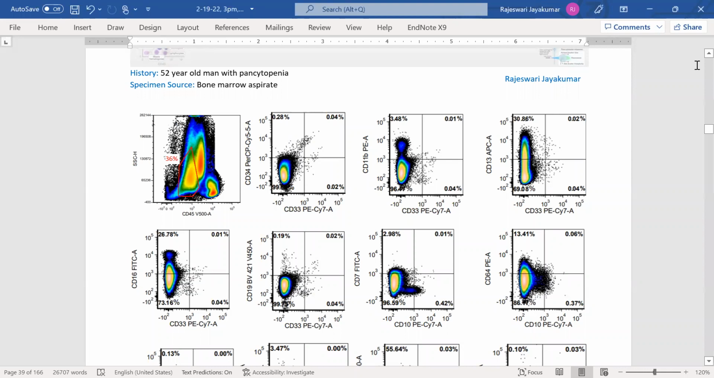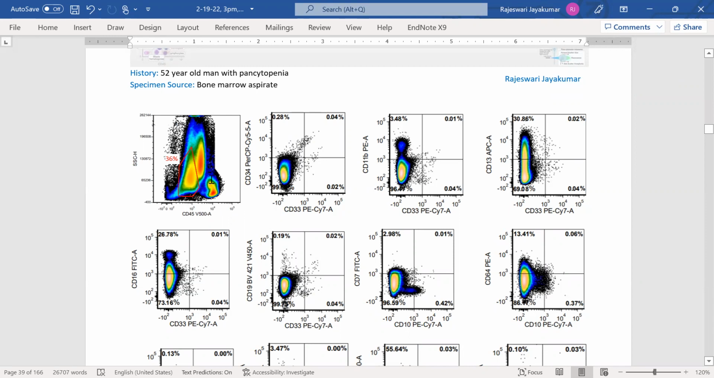Hello everyone, we are now going to go over the bone marrow flow cytometry from a 52-year-old man who presented with pancytopenia. So let's start with CD45 versus side scatter. And we have a population here that expresses bright CD45 and has low side scatter, and those are our lymphocytes.